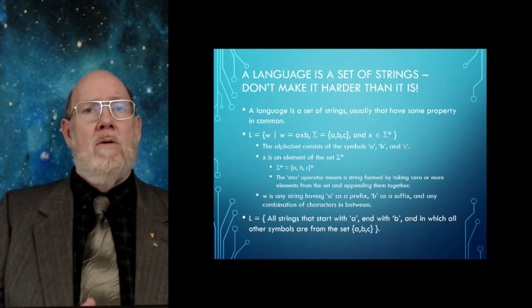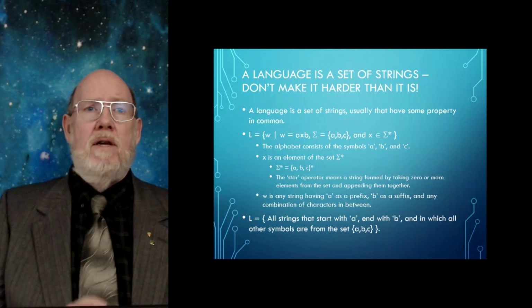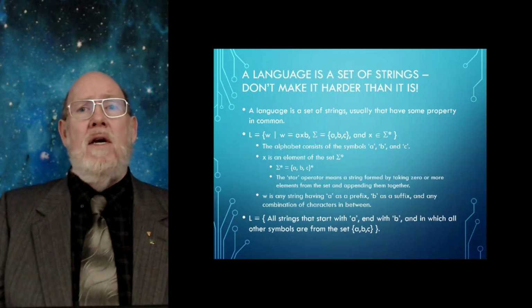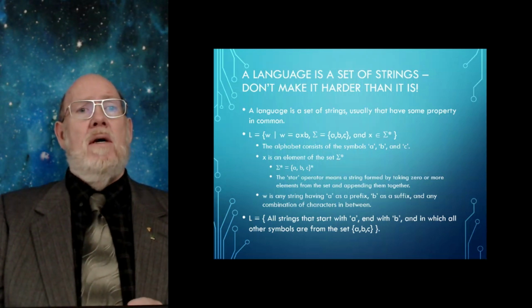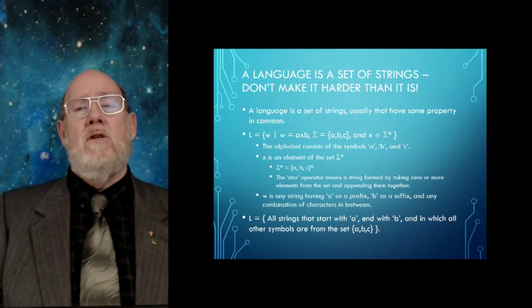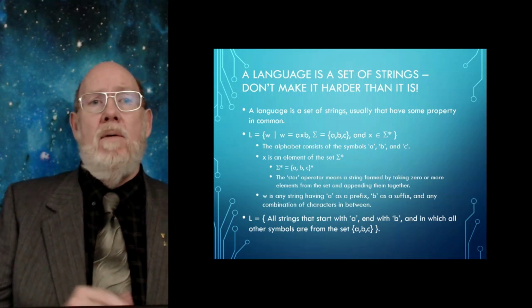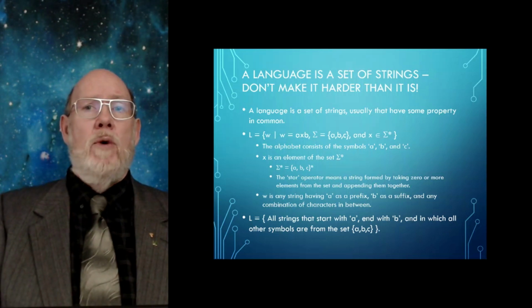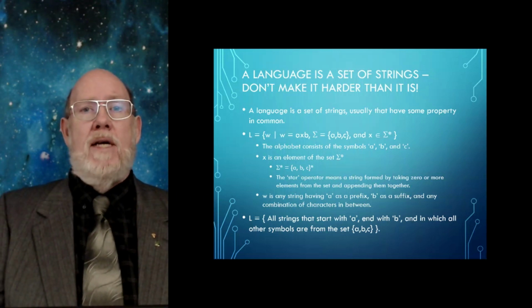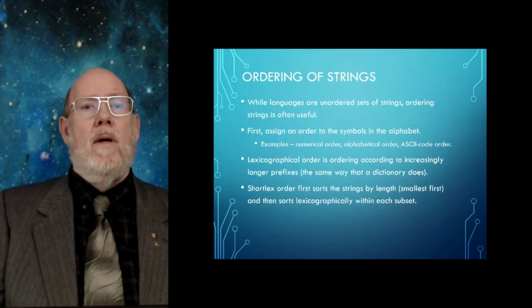As with sets in general, any description that clearly defines the set will suffice. Hence, we could define this set less formally as all strings that start with an A and end with a B, with 0 or more characters between them, all of which are from the set A, B, and C.